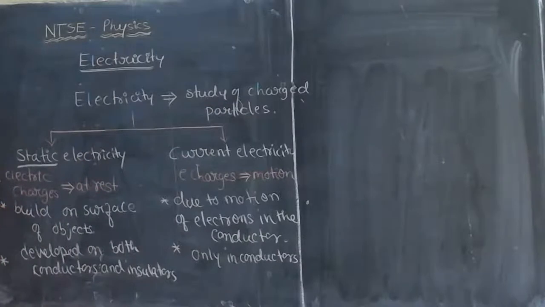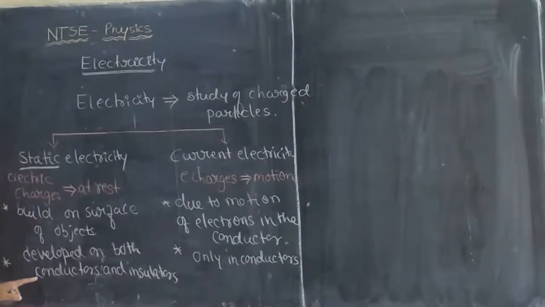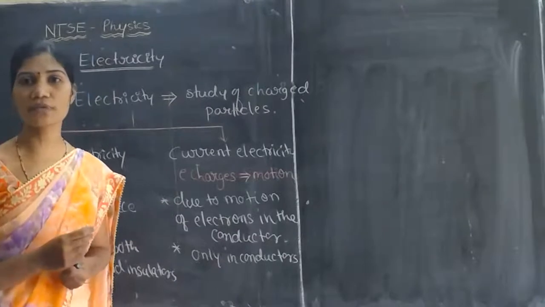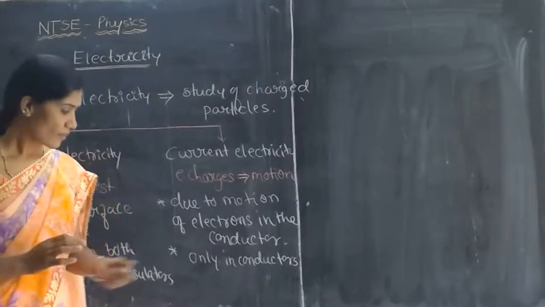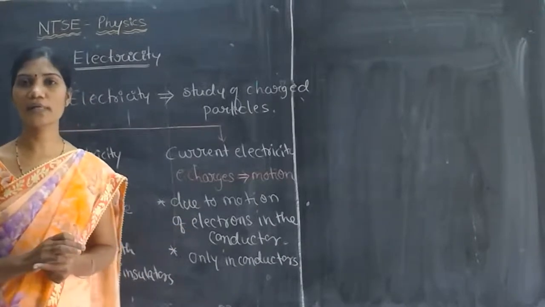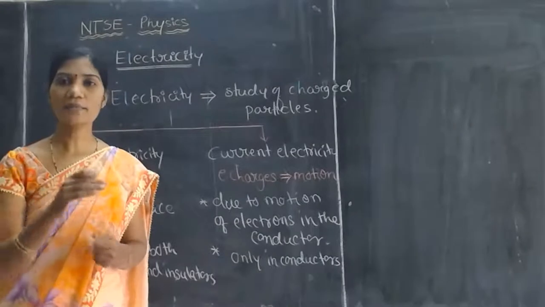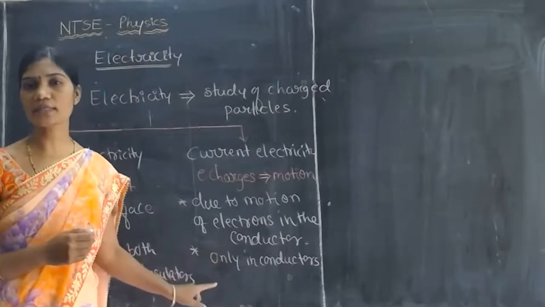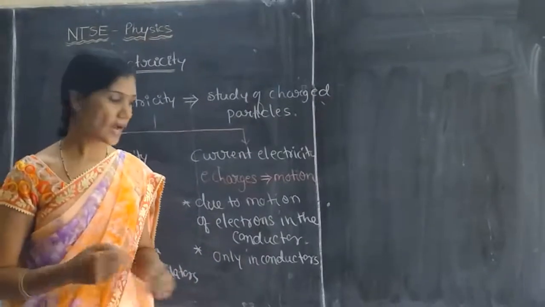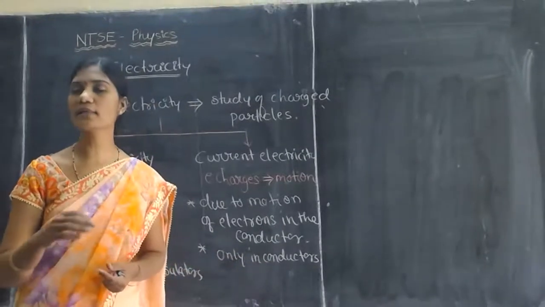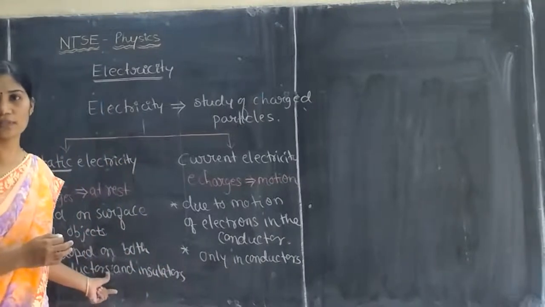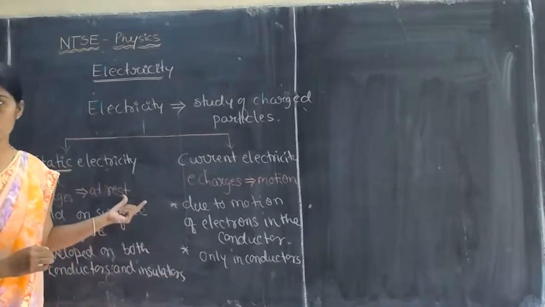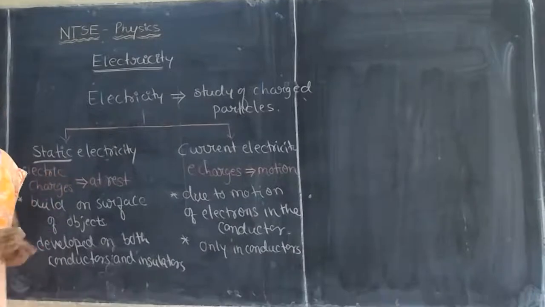One more difference is that whenever there is static electricity, it doesn't develop a magnetic field around it. Whenever static electricity builds up on the surface, a magnetic field is not created around it. But current electricity is not like that. Whenever there is a flow of electrons in a wire, a magnetic field is created around that wire. Current electricity usually produces a magnetic field around it, but static electricity never does this. Only in the case of current electricity is a magnetic field produced. These are the differences by which we can clearly understand static electricity.